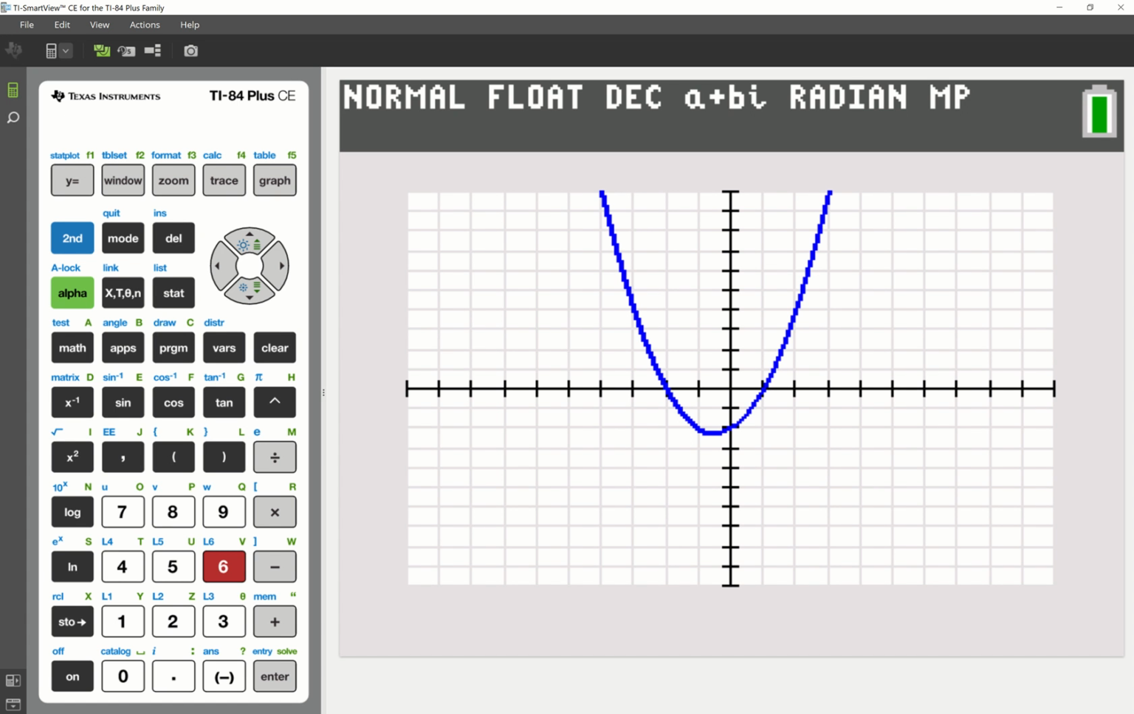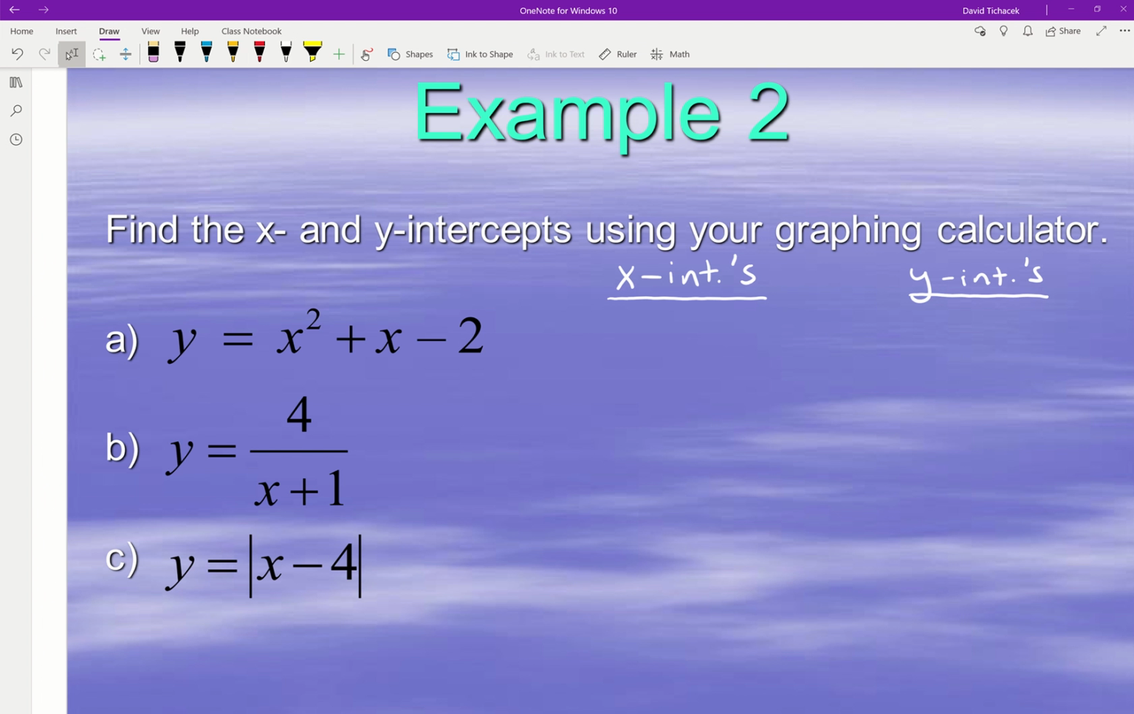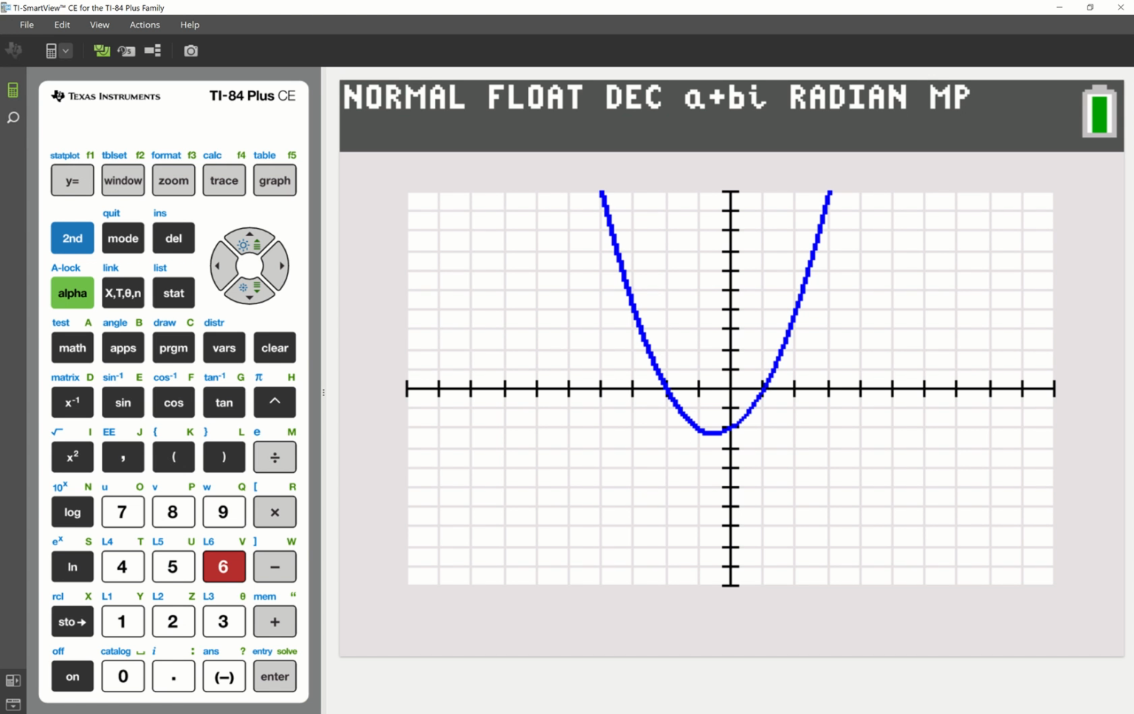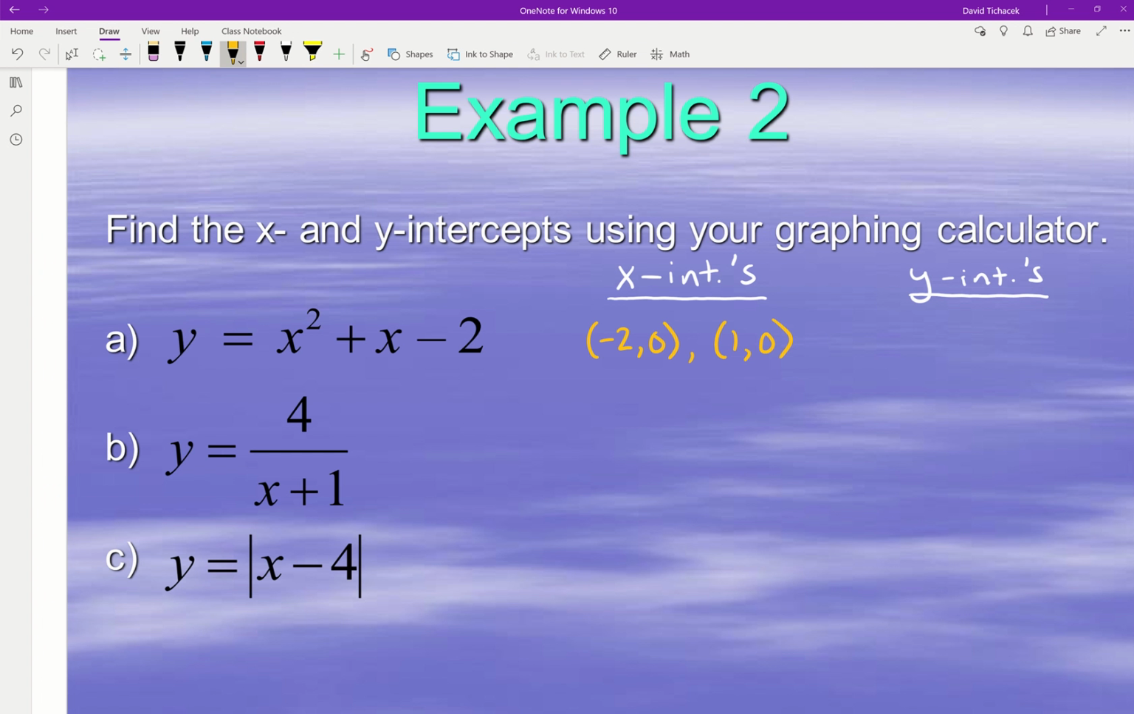And so depending on the viewing window in your calculator, it'll be easier than other times to figure out where you cross the x-axis here. But pretty clearly here, I think we are crossing here at -2, 0 and +1, 0. So we'll go ahead and write those in here really quick. So we have two x-intercepts there, -2, 0 and 1, 0. And then in the graphing calculator, it looks like we are crossing the y-axis at going down 2 units from the origin. So that would be the point with coordinates 0, -2.